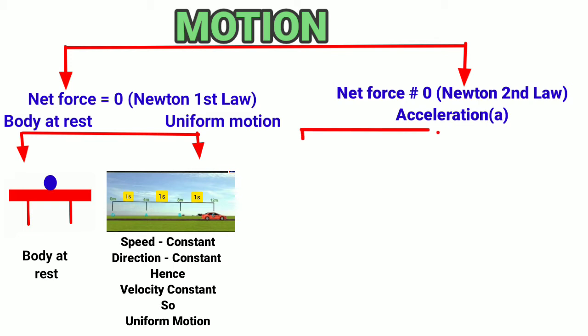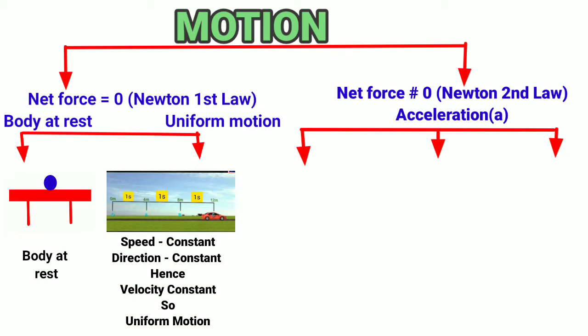Let us see what happens when net force is not equal to 0, means when some force acts on the body. When net force is acting on a body, simply we can say the body is in accelerated motion. When do we say the body is in accelerated motion? We say when velocity is changing. When do we say velocity is changing? We say when either speed or direction, or both, are changing.